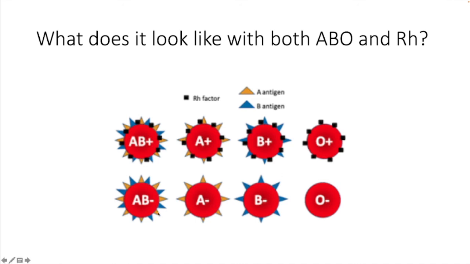If we look at the negative line here, we see that there's no Rh factor on any of these individuals. And if we look at the O negative blood group right here, the blood type right here, you can see that they have neither the A nor B antigens from the ABO blood group, nor do they have the Rh antigen from the Rh blood group.